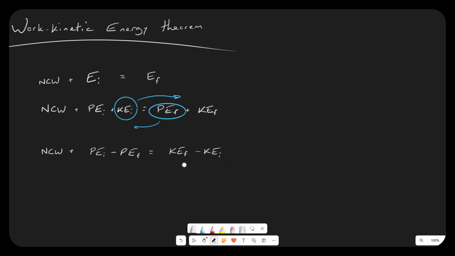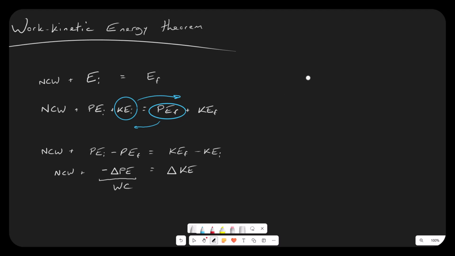This thing, a final minus initial, that's a change. This thing, if I reverse these, I get final minus initial. So this would be a change in potential energy, but the order's backwards, so I'm going to put a negative. The work done by a conservative force is equal to exactly this. This is the work conservative.